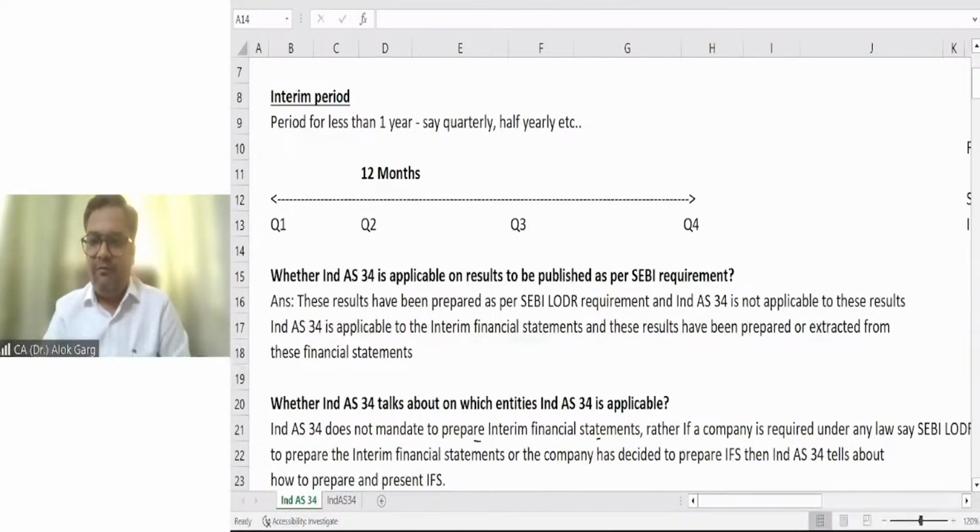Shruti is asking, can we say that if results are extracted from standalone financials, SEBI regulation applies, then Ind AS?